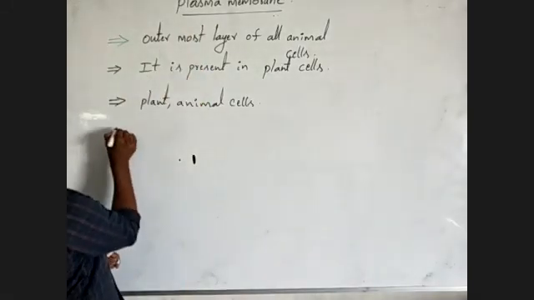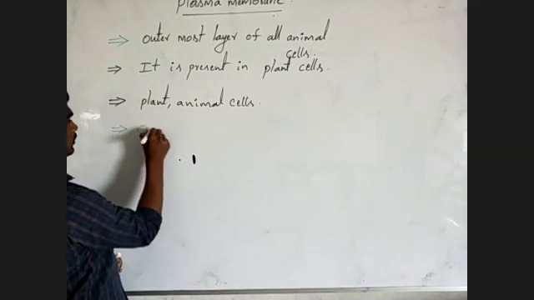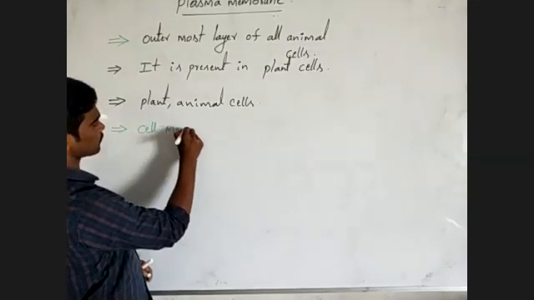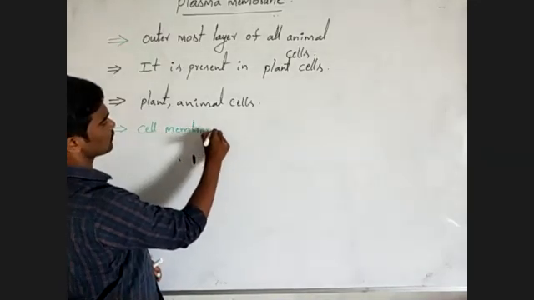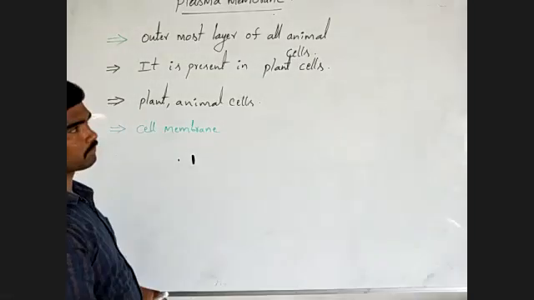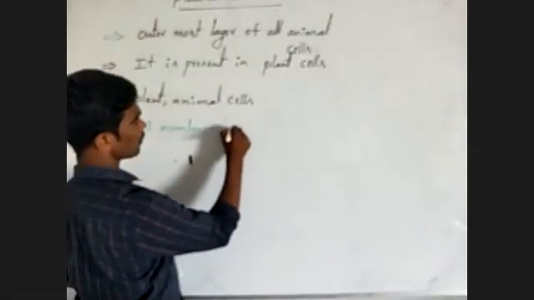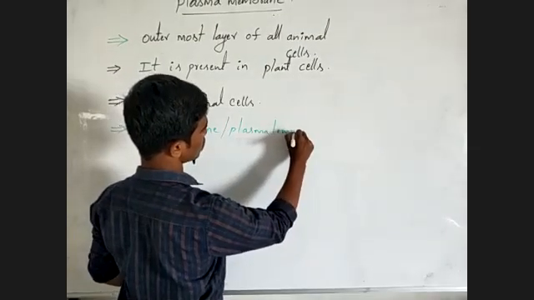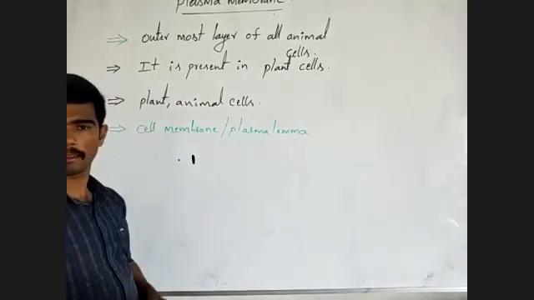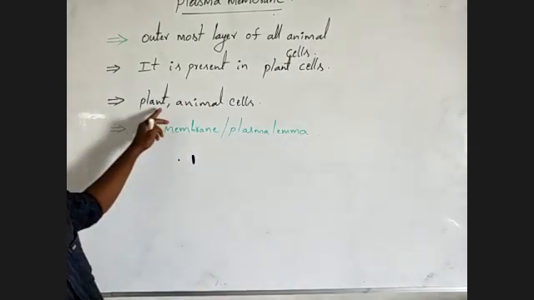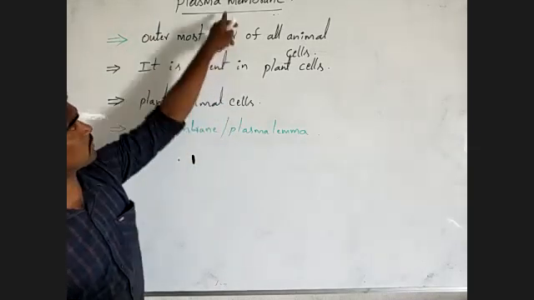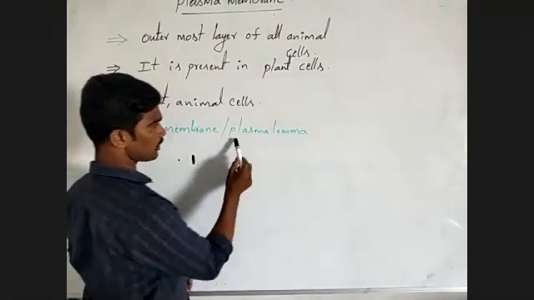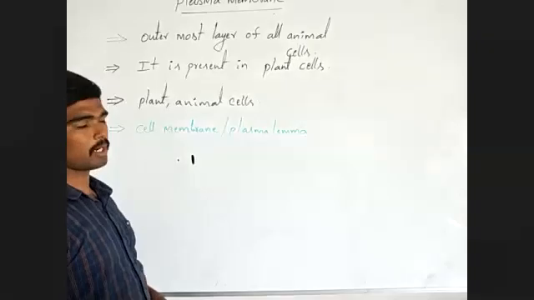Plasma membrane is also called cell membrane. Next is plasma lemma. Observe plant and animal cells. In plant and animal cells, the plasma membrane is present. It is also called cell membrane or plasma lemma.